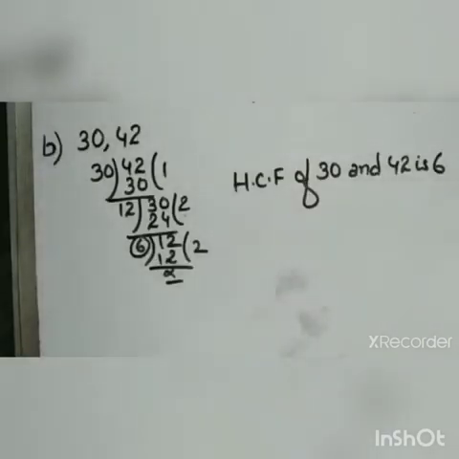Now the B part of question number 1 is again find the HCF of 30 and 42. 30 is the smaller one, so it will be our divisor, and 42 is our dividend. So 30 ones are 30, remainder is 12. Now this 12 will act as divisor and the divisor 30 will act as dividend. So 12 twos are 24, remainder is 6. 6 fives are 30, answer is 0. So the HCF of 30 and 42 is 6.